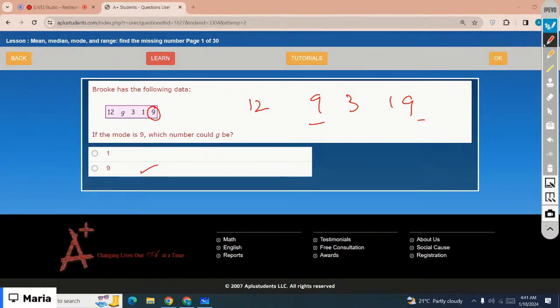So G is 9. If G could be 1, the data would be 12, 1, 3, 1, 9. In this situation, the mode value is 1, right? But in the question you are given the mode is 9. So that means G must be 9. Got it? The correct option is G must be 9.